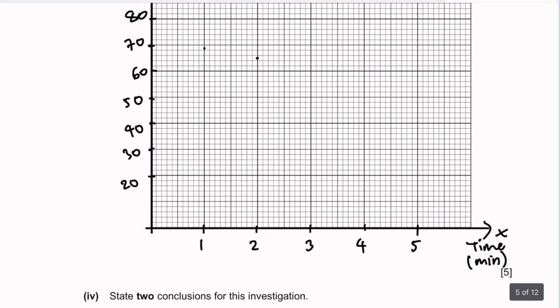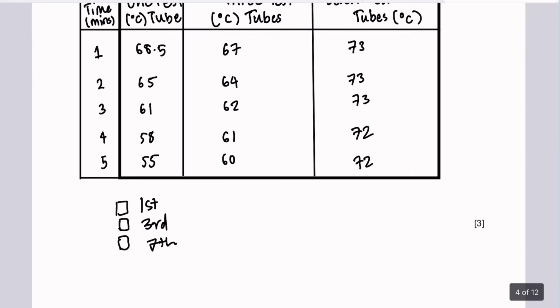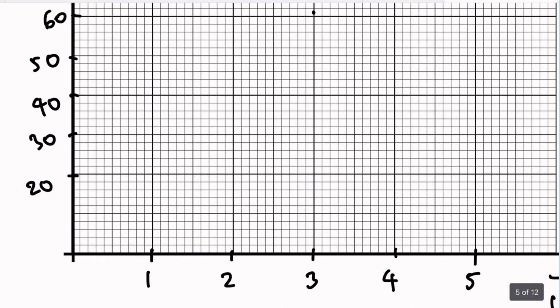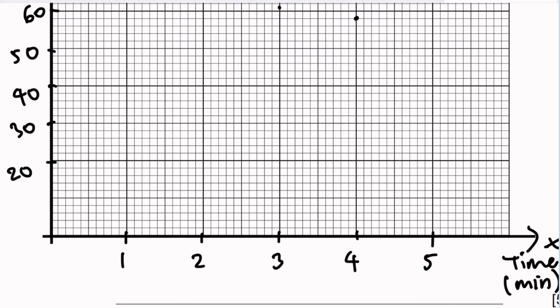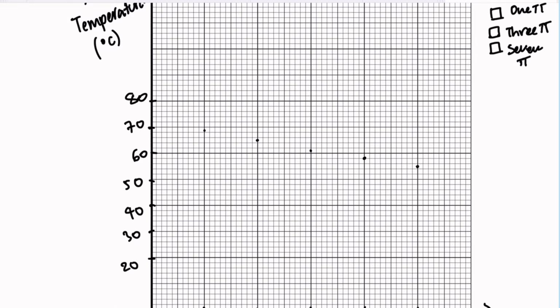And we have 61, number 3, 61 there. Then 58 and 55. 58, 2, 4, 6, 8. So that's there. And 55, which is 2, 4. Sorry, about here. Okay. That's the first one.